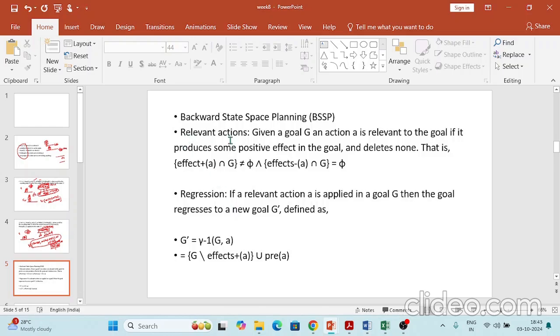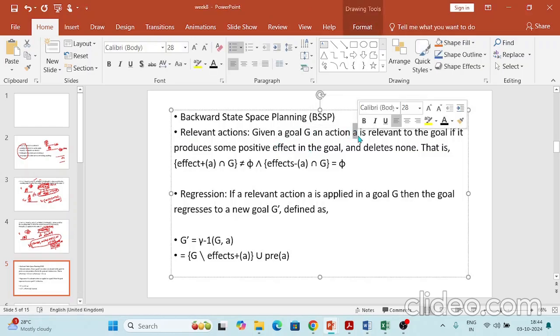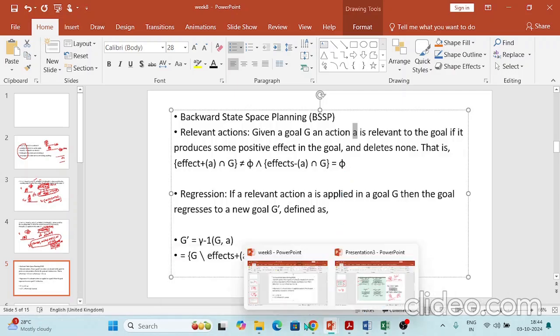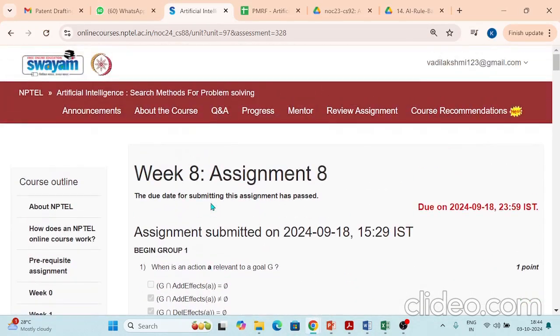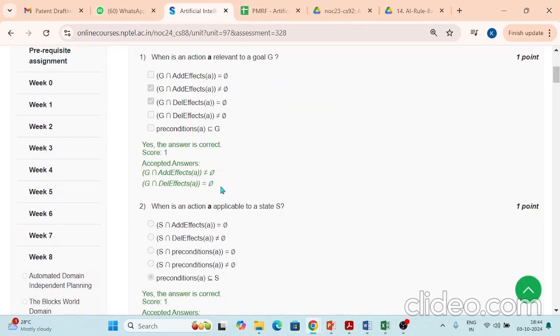Relevant actions means assume that we are given a goal G and we have an action A. Whether the action A can be applied, and if I perform this action A, then I can reach the goal G, meaning it is relevant to that particular goal. The condition is the positive effects of A intersection G is not equal to empty set, and the negative effects of A intersection G is equal to empty set. It is the same thing we saw in the first question, when an action A is relevant to goal G.